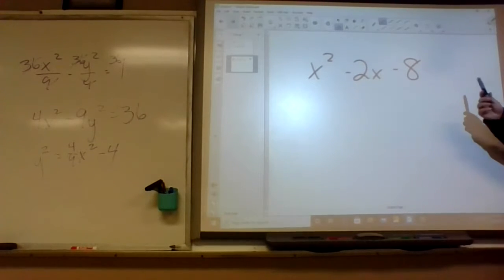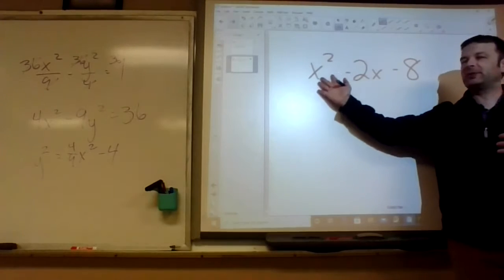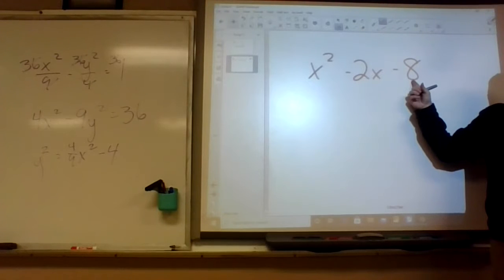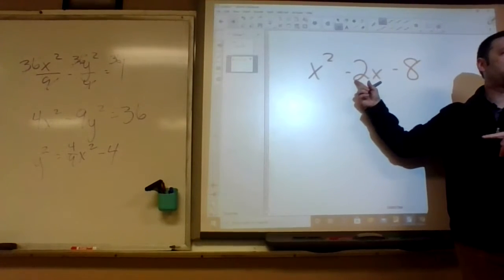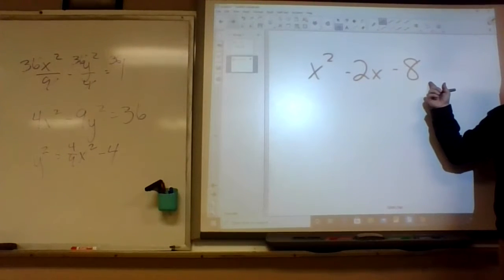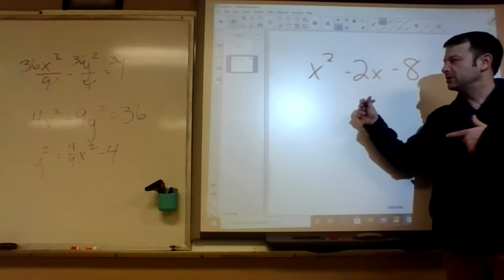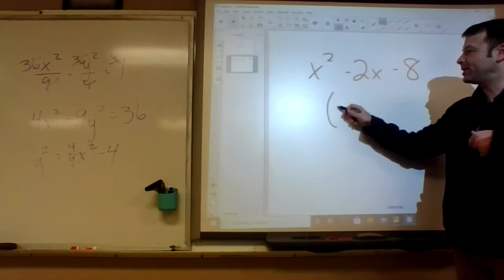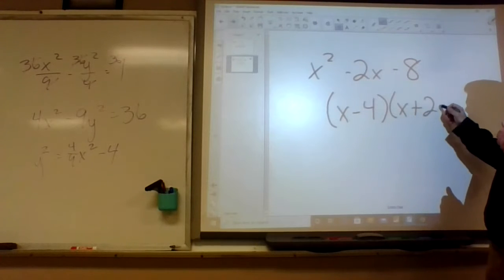Okay, so this is kind of like reverse FOIL. When you FOIL something together, normally it looks like this. So how you reverse it, you say, what multiplies into -8 that adds up to -2? What multiplies into -8, guys? 4. That adds up to -2. No, wait. Negative 4 times 2. Okay, -4 and +2. So we put -4 and +2.